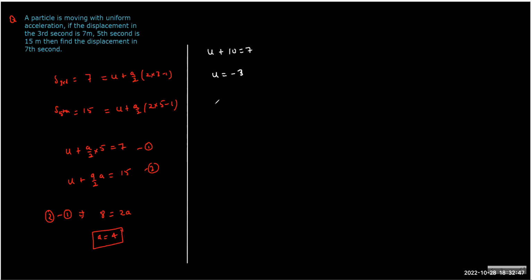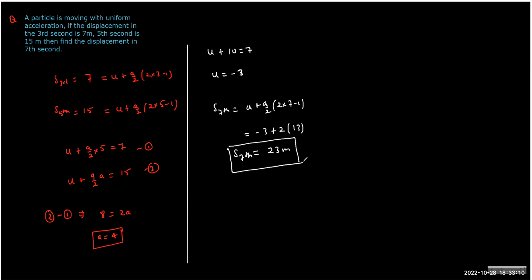So the displacement in the 7th second will be u plus a by 2 into 2 into 10 minus 1, which is minus 3 plus a by 2 is 2, and 14 is 30. So 23 is the right answer. Very good. This is what you got, Siddhant, right? Yes, sir. Very good.